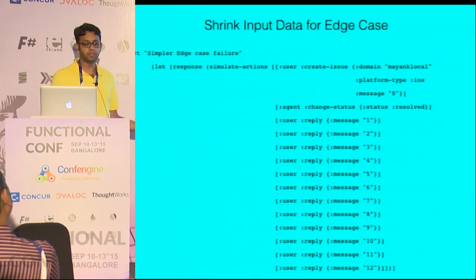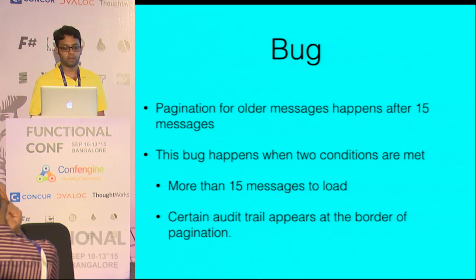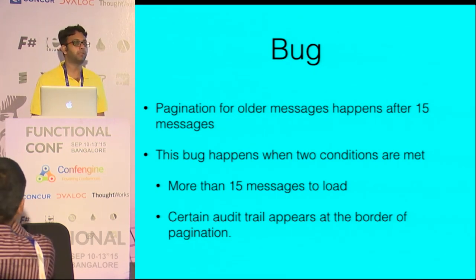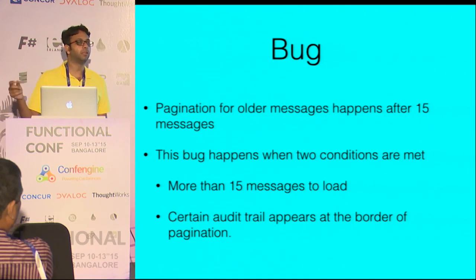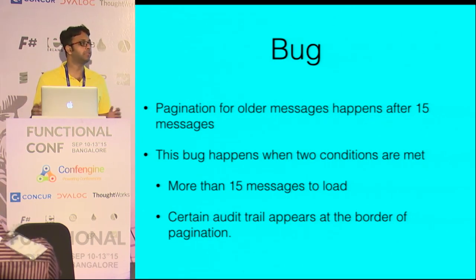But the problem is, this bug only happens for older messages after 15 messages are there. So there has to be at least 15 messages. Within that, it will never fail. That is why if we had a count of 5 or 10 actions, it just passes always. But after 15 messages, it may fail only if the audit trail happens to be on the page at the border of pagination. If it is before or after that, it will still be fine.